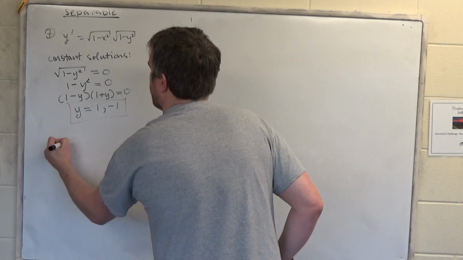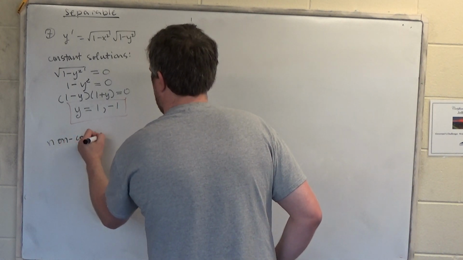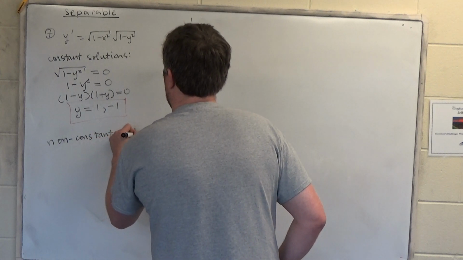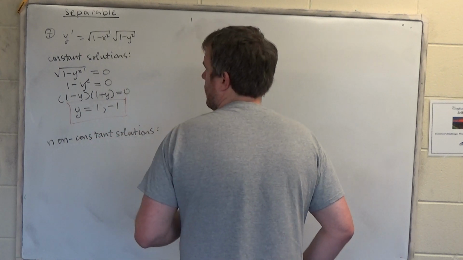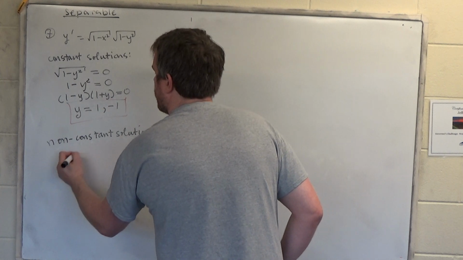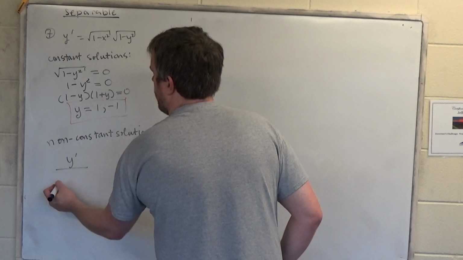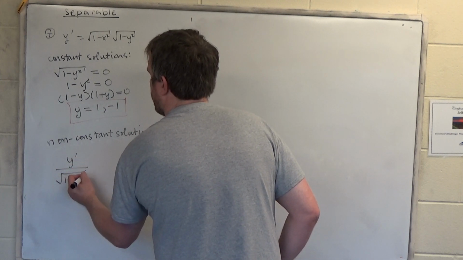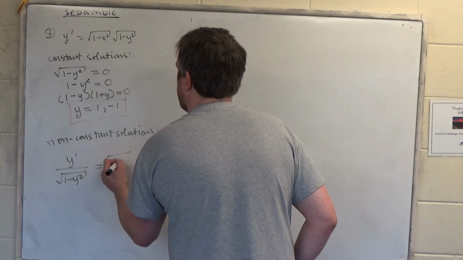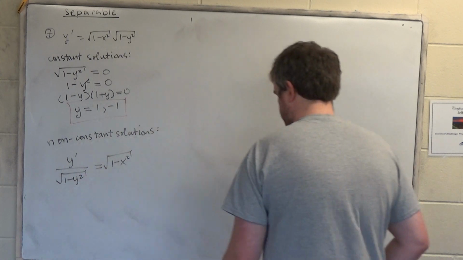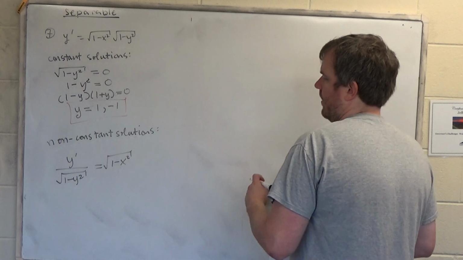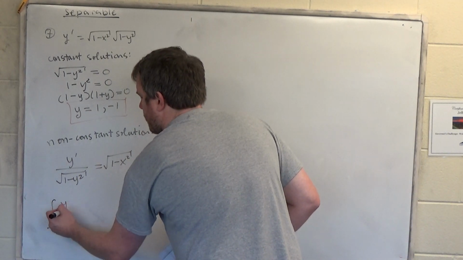Next, the non-constant solutions. I separate variables. I get y prime over the square root of 1 minus y squared equals the square root of 1 minus x squared. And again, I integrate both sides with respect to x.